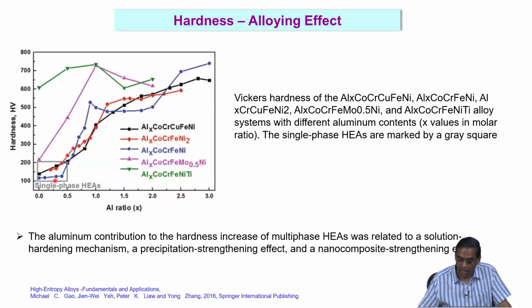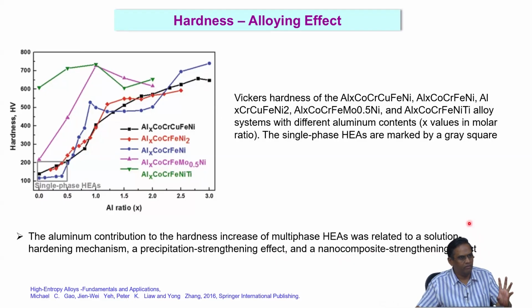With different aluminum content, you can see that the hardness is significantly increased. The aluminum contribution to the hardness increase of multi-phase high entropy alloys was related to the solution hardening mechanism, precipitation strengthening effect and the nano composite strengthening effect. So, you have three different contributions. It is not just precipitation alone here.